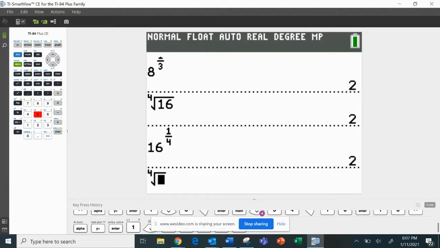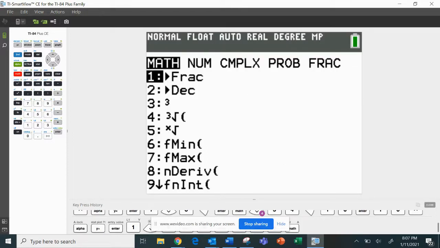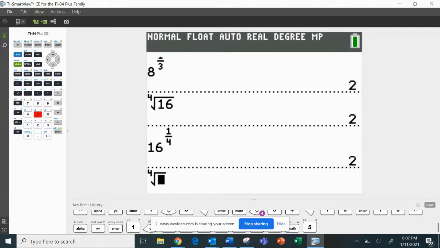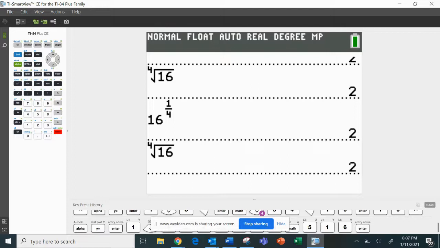Oh, I wonder if I have a different version. I think all of these are the newer ones. Anyway, if you have the 83, it won't put the 4 small, but you're still going to have to type it in. I'm going to try that again. If you have the 83 model, which I don't think a lot of you in this class do, you would have to type in the 4 first, and then go to math, and then do 5, and then put your 16. And you can see it worked to do it that way, even with the newer calculator. So either way is fine.